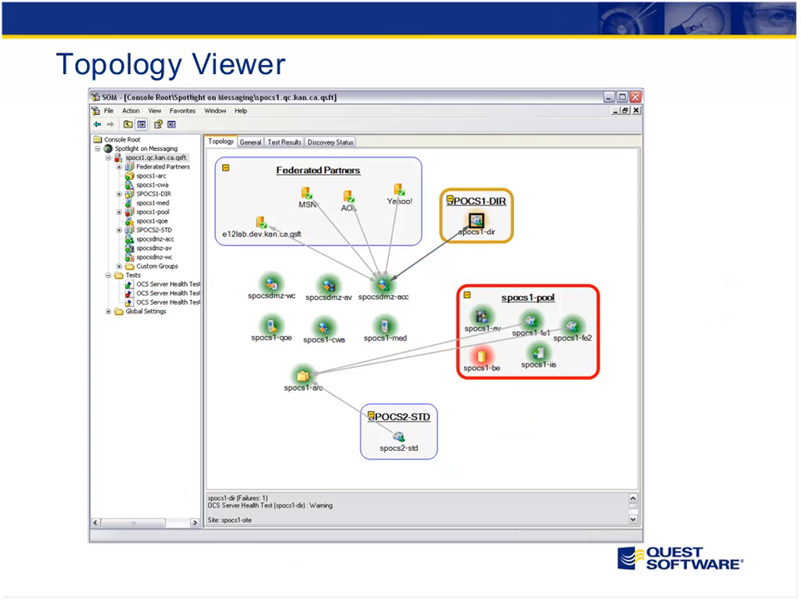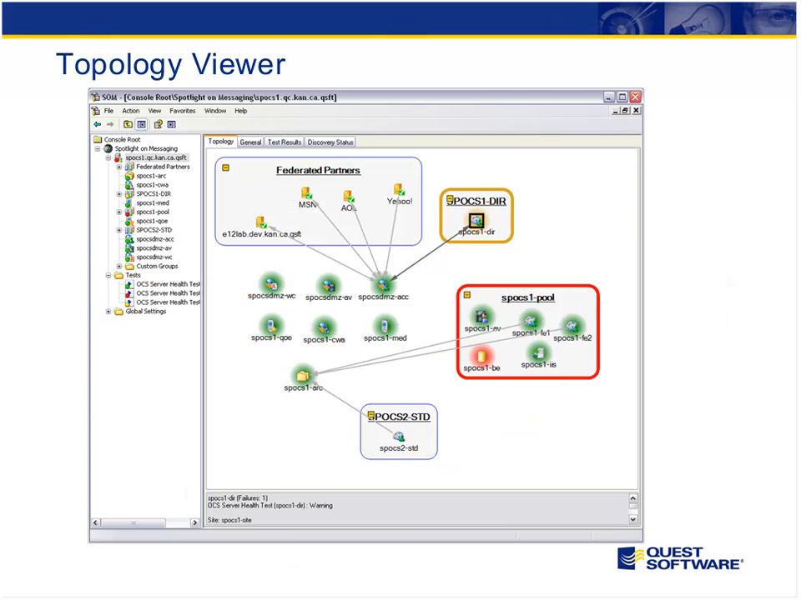This is our topology viewer. This happens to be our topology viewer for an Office Communications Server environment that we have in one of our labs. And you can see that on the larger part of the pane, there are a number of servers that are listed, and most of them have green halos around them, and that identifies that the tests that are running periodically against those servers are indicating that everything is up and running fine.